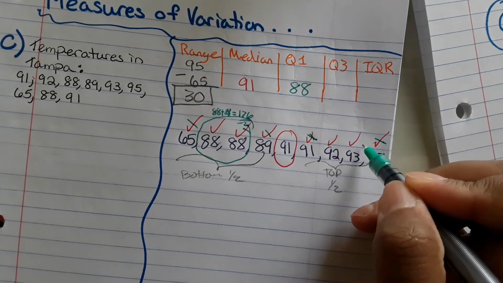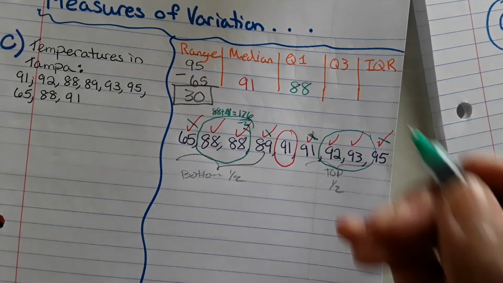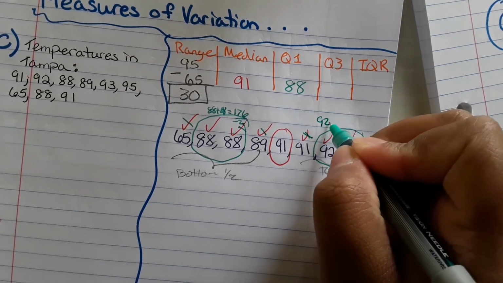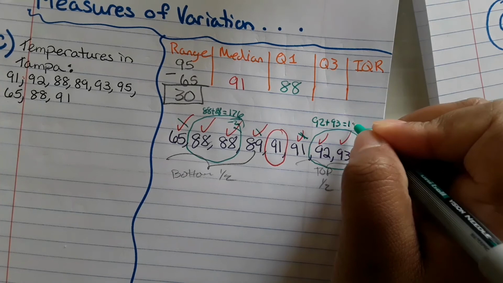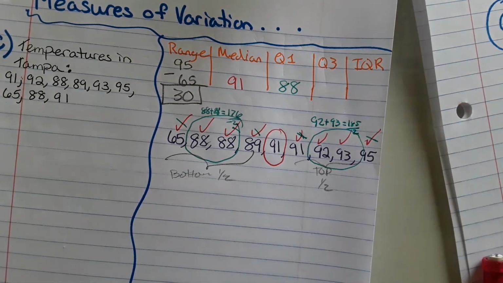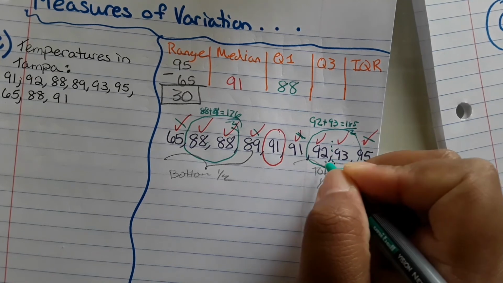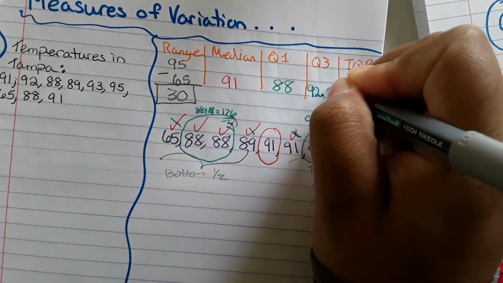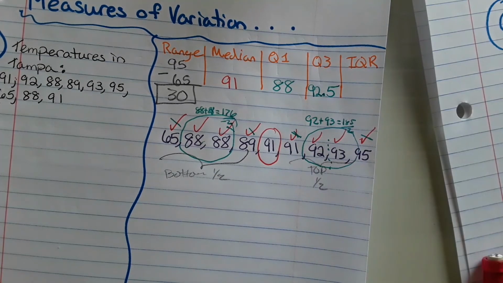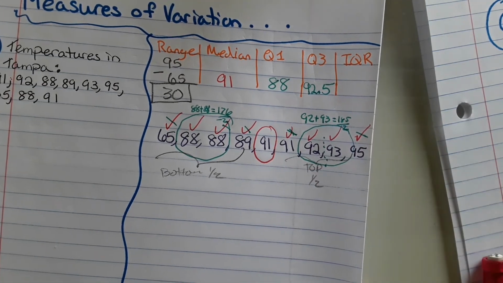Small, big, and it looks like we have 2. Yep, 2 left in the middle here. So we would add those together. 92 plus 93. That would bring us to 185. Divide that by 2. Or you can just say in your head, what number is halfway between 92 and 93? And you know that would be 92.5. So 92 and 5/10. So there you go. We have quartile 1 and quartile 3.